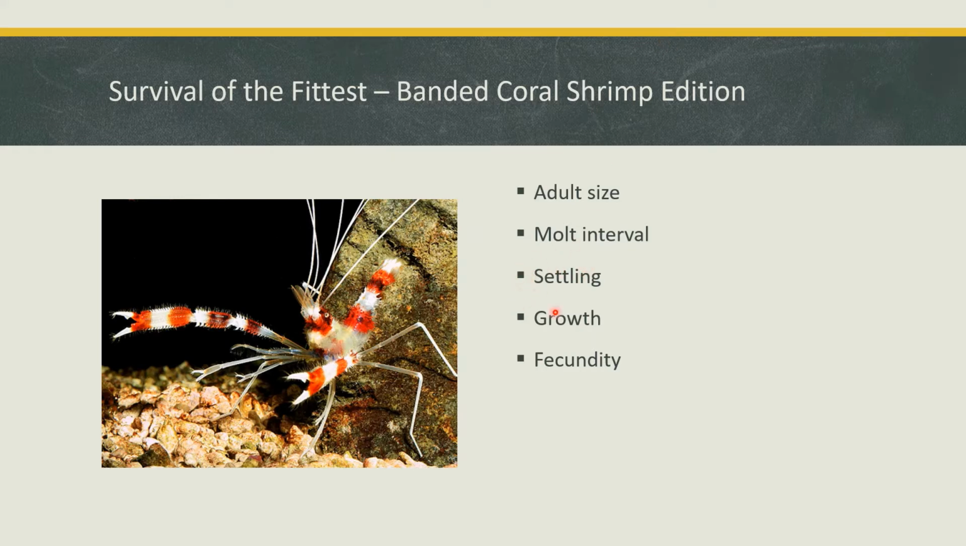Settling, or the ability of an adult shrimp to find a good home and stay there. Growth, and finally fecundity, or the ability to produce offspring. So how good the shrimp, how viable the egg and sperm are for these shrimp.